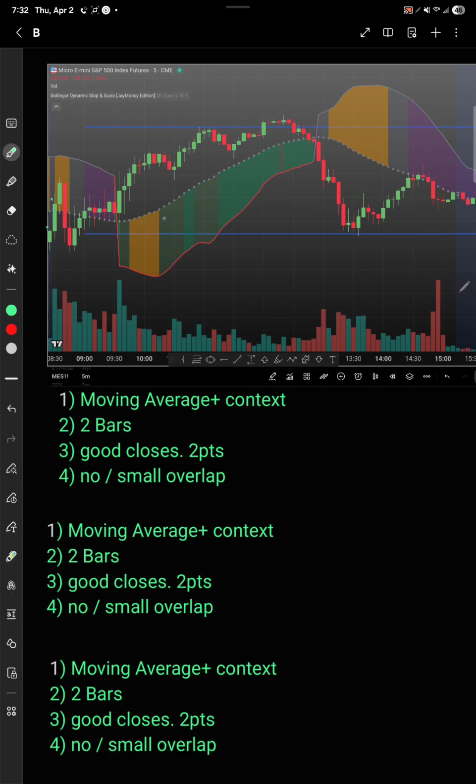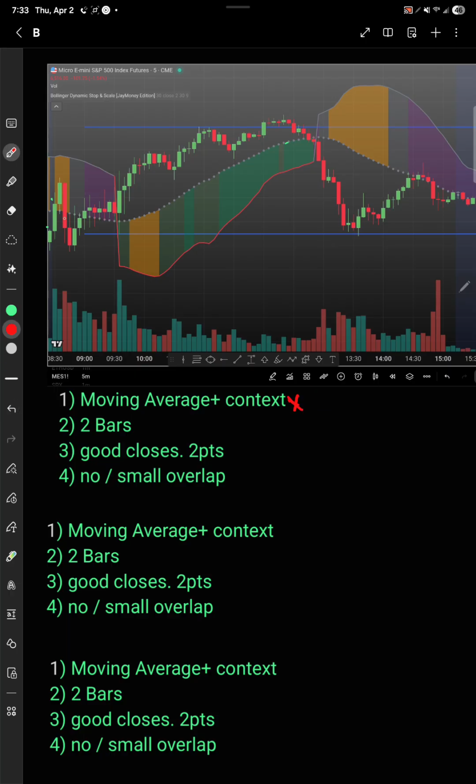The moving average, this is a 30 period, this dotted line here. It's above the moving average, one of them, but the context looks like it's coming from either a bear channel or a trading range. So the context is not very good, so we're going to give them a red X on that.